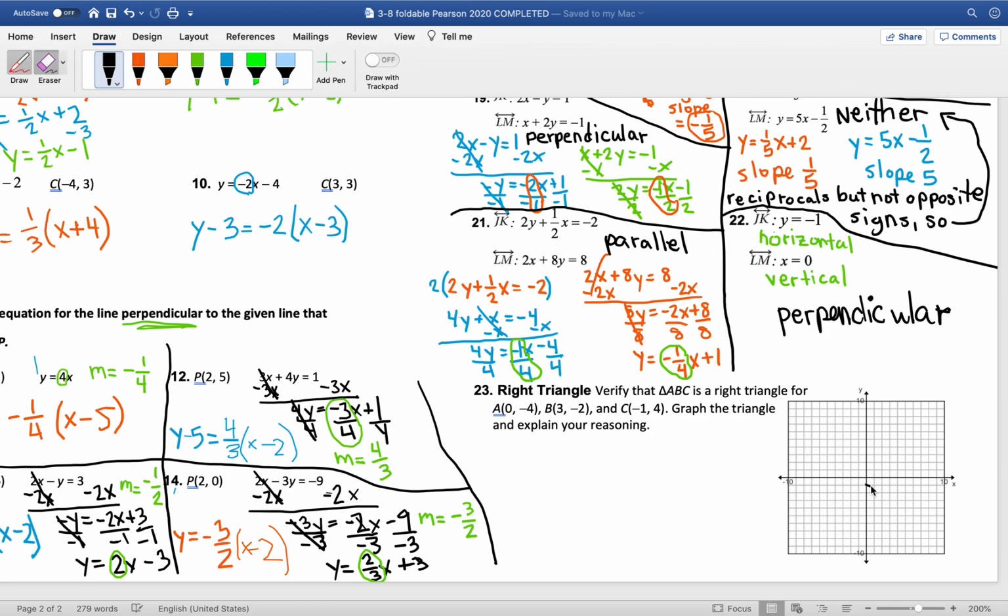So our line y equals negative 1 is going to be a perfectly horizontal line that goes through negative 1 on the y-axis. So negative 1 on the y-axis is right here. And the line will go.